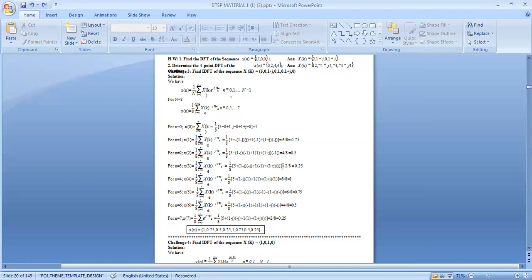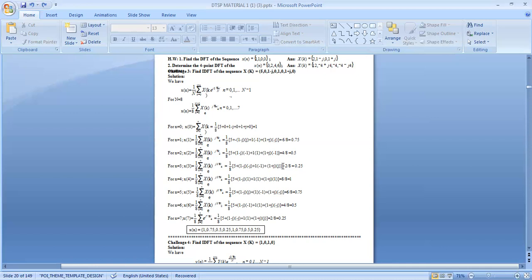So what will happen? You replace n equal to 0. The e power term will be 0, so we will be getting only the summation of the values of X of k. So do the summation: 5 plus 0 plus 1 minus j plus 0 plus 1 plus j plus 0. Minus j and plus j will cancel. So overall you will be getting the answer 5, 6, 7 and 8. So 8 by 8 will be equal to 1.